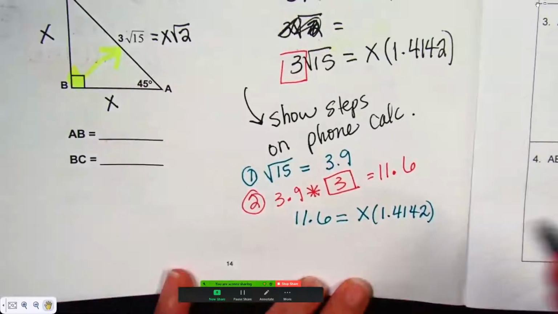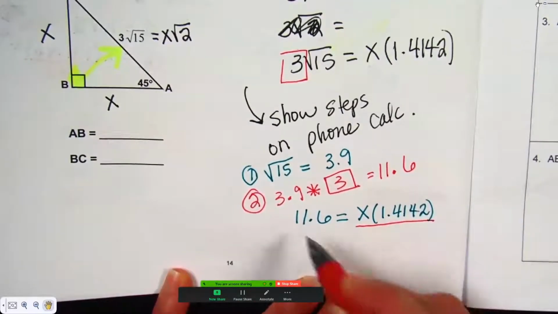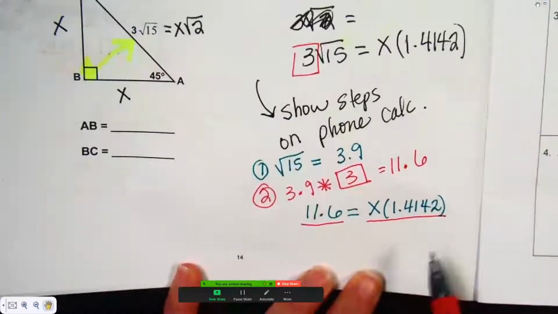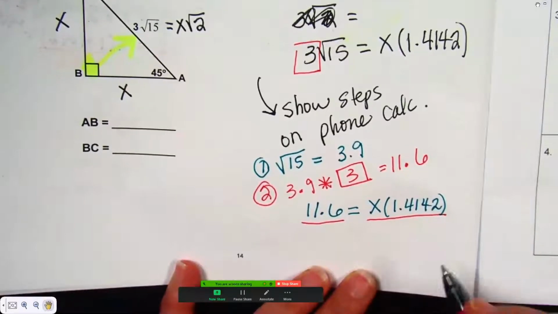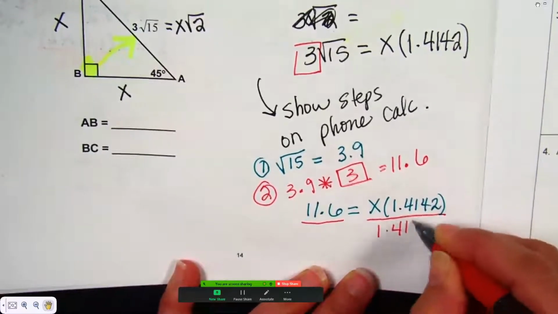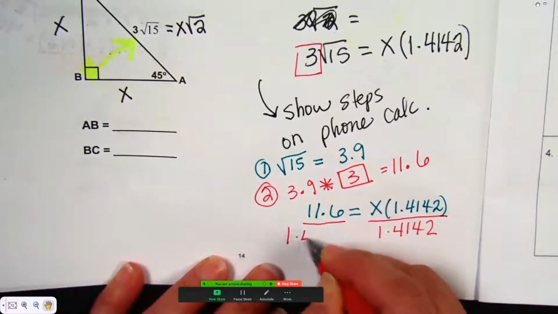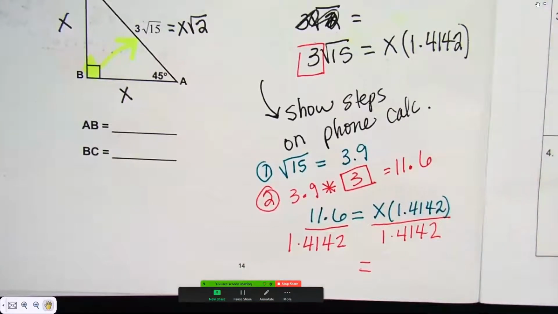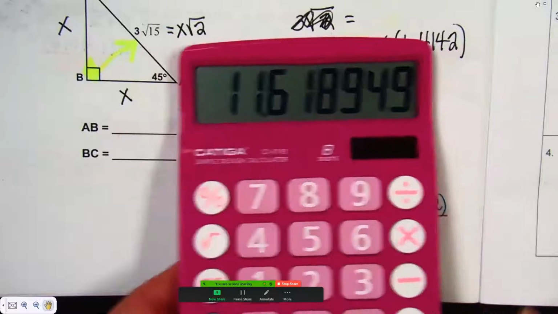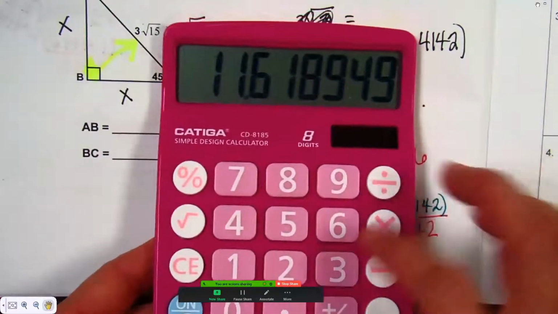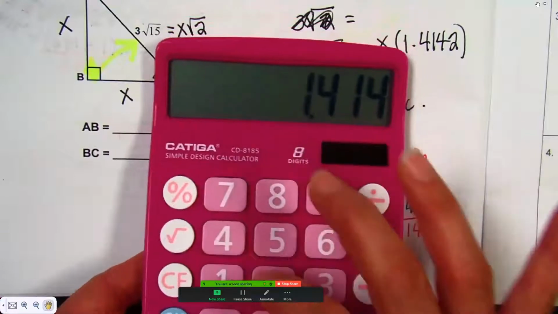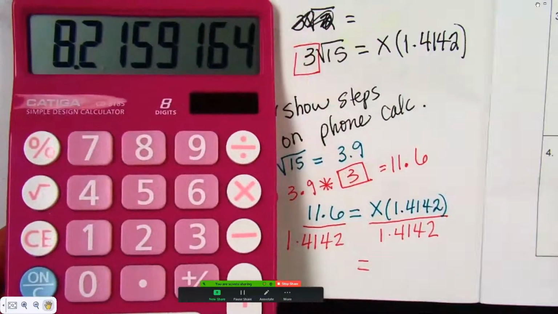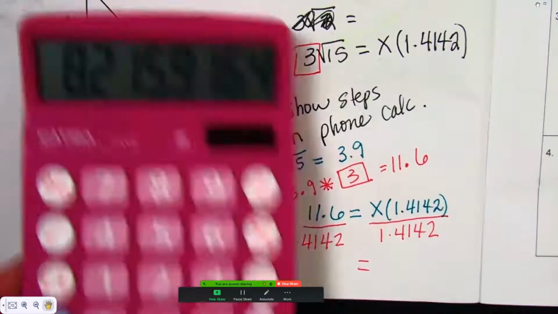Okay, so now what we're going to do is we're going to divide both sides by what we always divide by when this is a level 2 problem. You always divide by 1.4142. And the cool thing, it's not going to take that long because our phones store all that stuff. So I just have to hit the division symbol and then 1.4142. And there we go. That's X. I'm kind of moving that to see if y'all can see a little better. It stays 8.2.